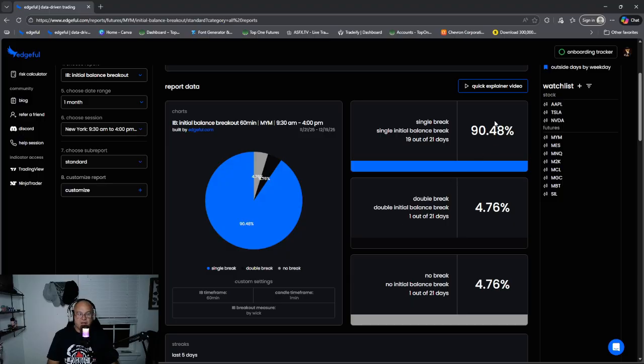Okay. Over the last month, 90% of the time, we have a single break day. Okay. Only 4% of the time do we go down and break both sides of the IB? Okay. And like I said, I think a couple of days ago we had one, and that's why this is that way. So the most recent time frame, the last 1 month, which is the last 20 trading days, we've got extremely high probabilities of knowing which way the market should be moving, right?